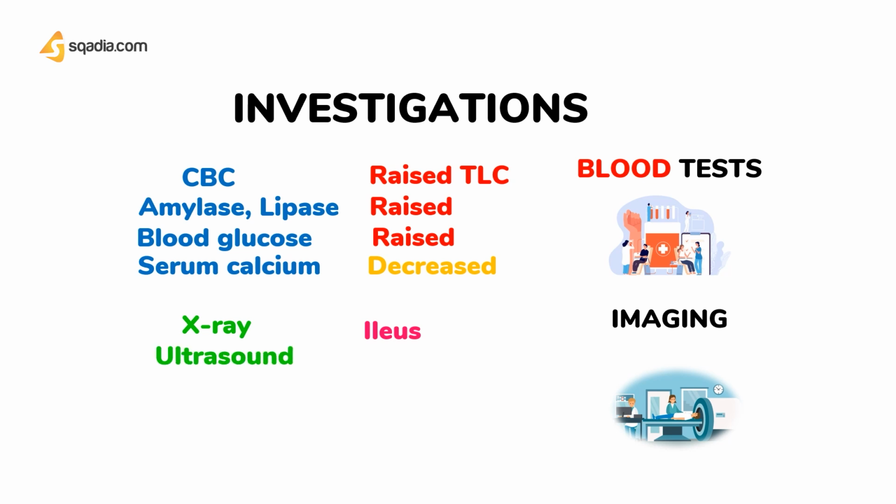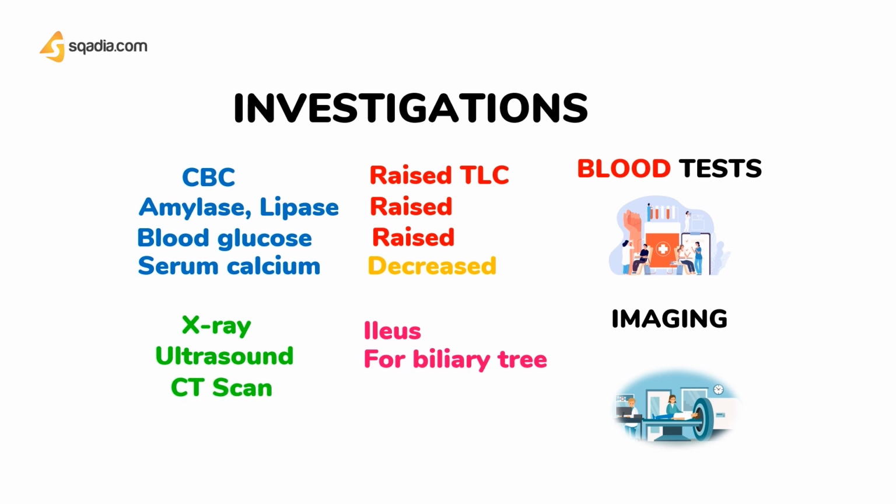Next is ultrasound. Why will you go for ultrasound? For the biliary tree, because we have seen that the pancreas has an association with the gallbladder. The main cause is gallstones. So to look for biliary tree obstruction, to look for any stone or any tumor which is causing obstruction from the upper side, we will go for ultrasound.